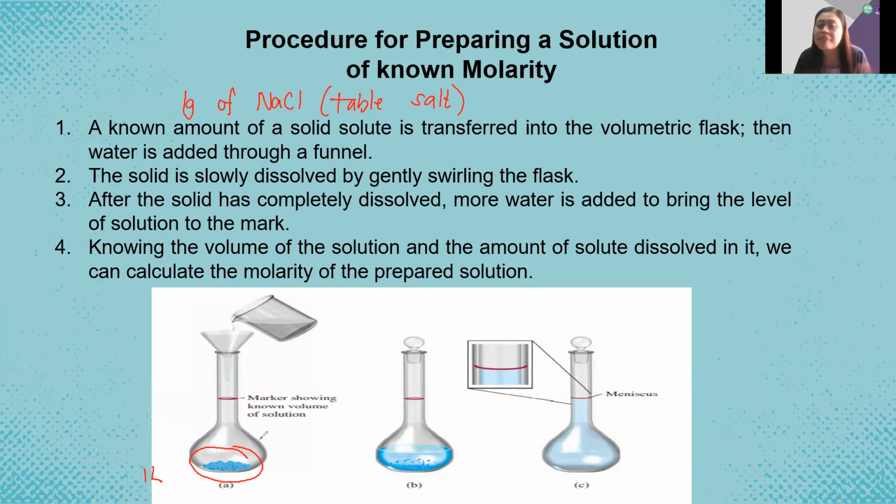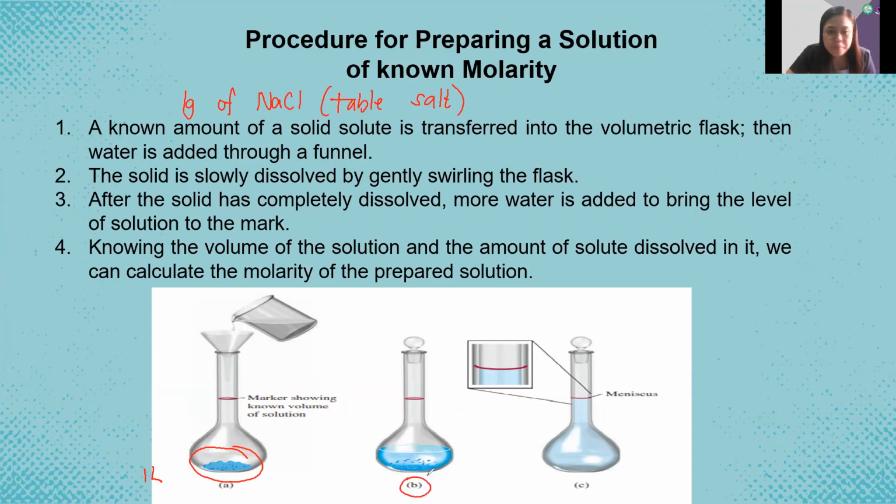That is our universal solvent. It is a polar substance and it can dissolve a lot of chemical substances. Now, again, let's add the water. Syempre, using a funnel because the neck of the volumetric flask is actually very small. So, if you will not use a funnel, most likely magkakaroon ng spillage in the lab. So, again, small amount of water lang ang ia-add.